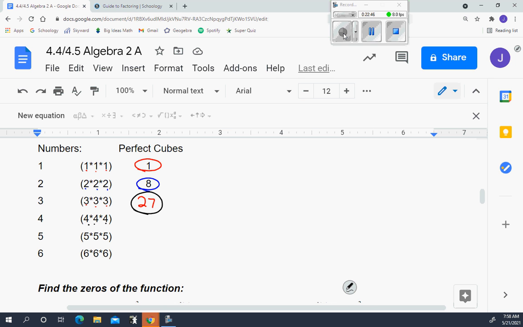4 times 4 times 4, well, 4 times 4 is 16. 16 times 4 is 64. 64 is a perfect cube. 5 times 5 times 5 is 125. And then 6 times 6 times 6, I have to look at what 36 times 6 is. I believe it's 343. Nope, 216, sorry. 216. So, here are all our perfect cubes. Good information to have.